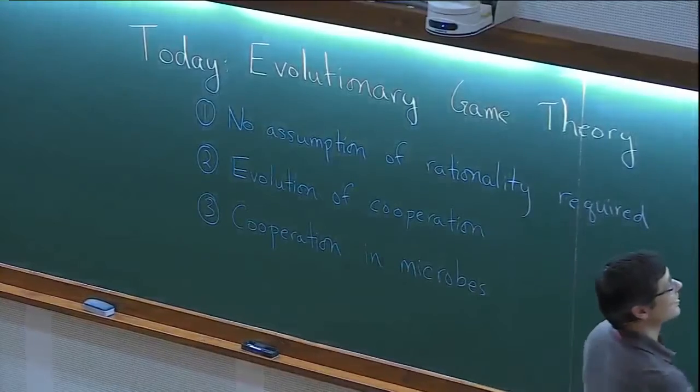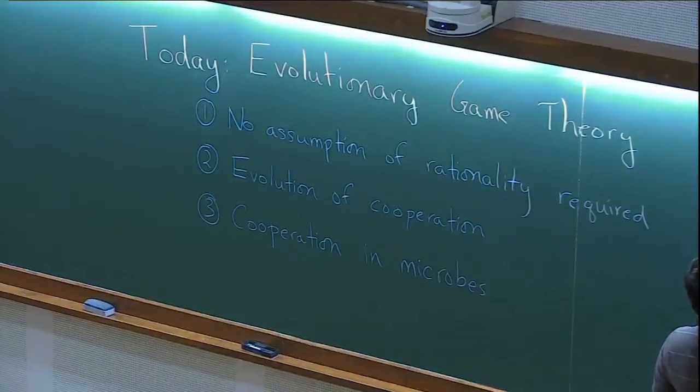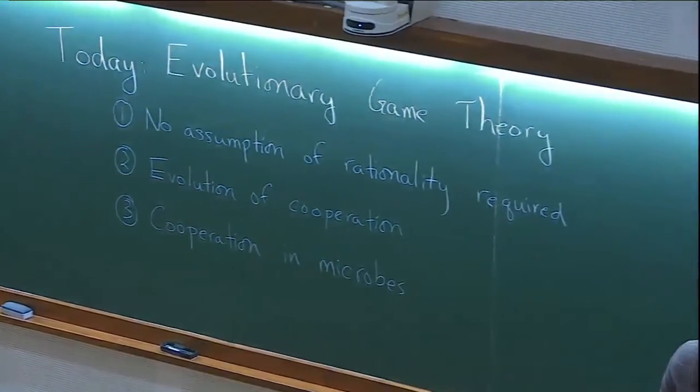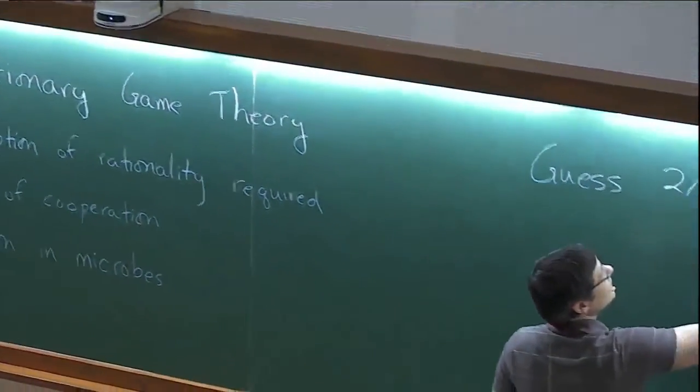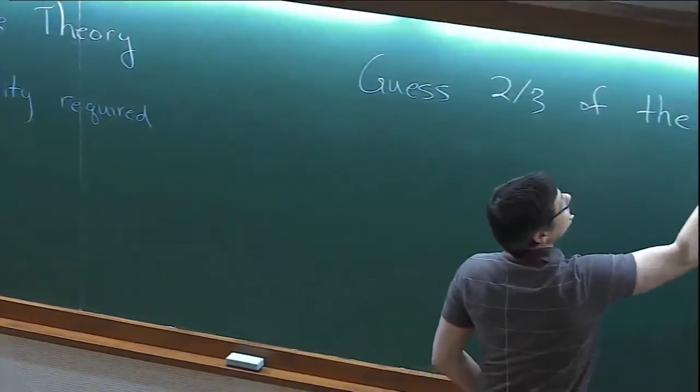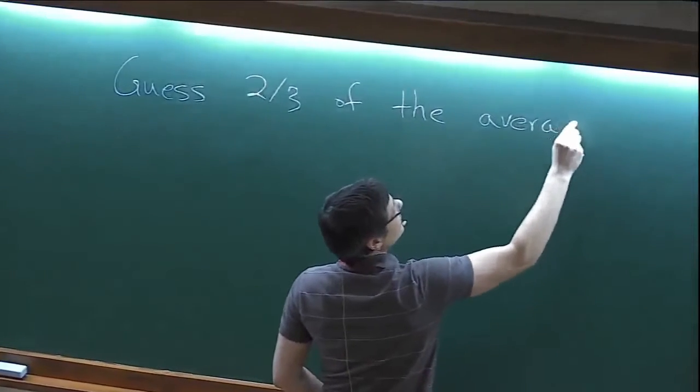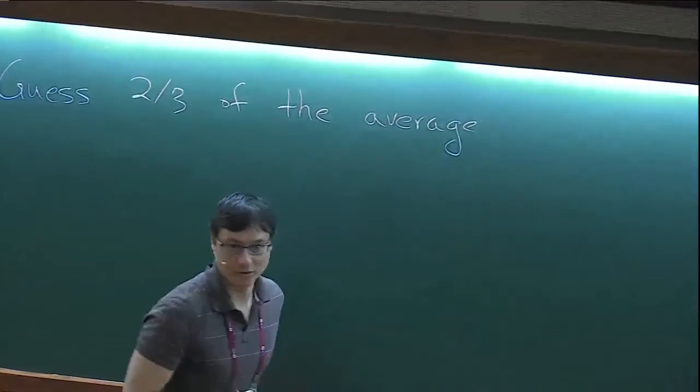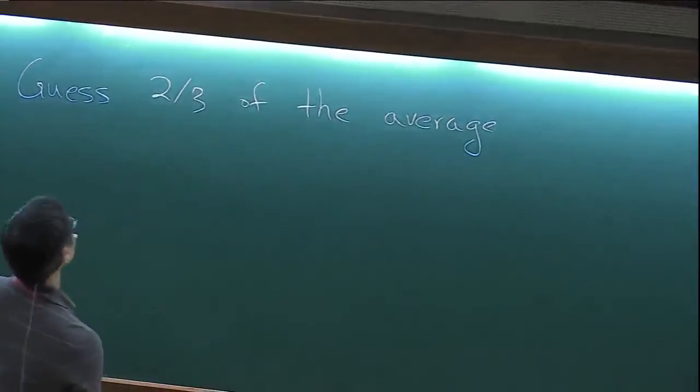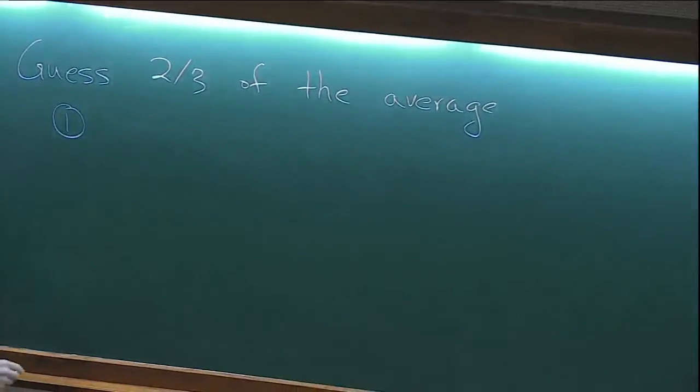This game is not a very creative name, but it's called the Guess 2/3 of the Average Game. The nice thing about the name of the game is that it kind of tells you the goal of the game. What we're going to do is have you get in groups of 3 or 4.